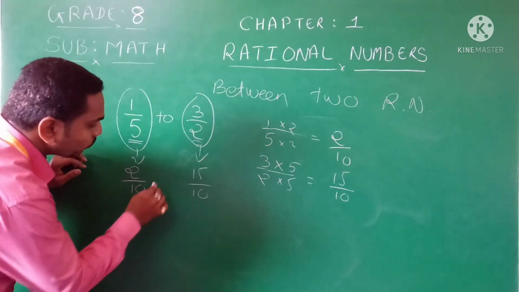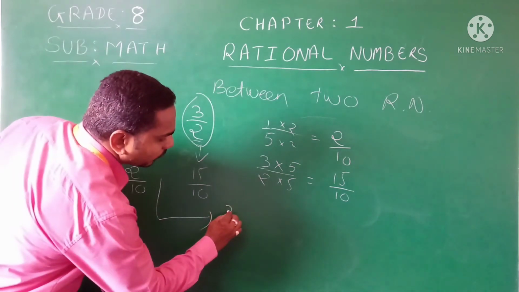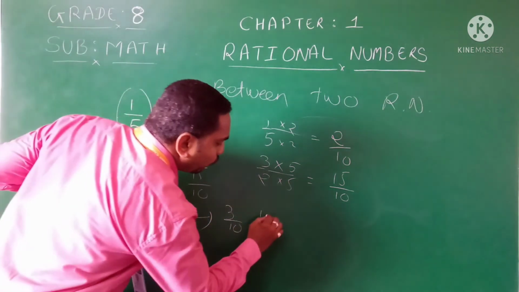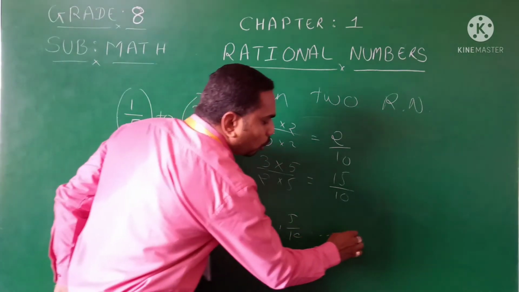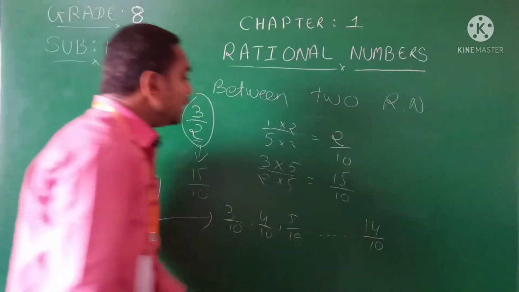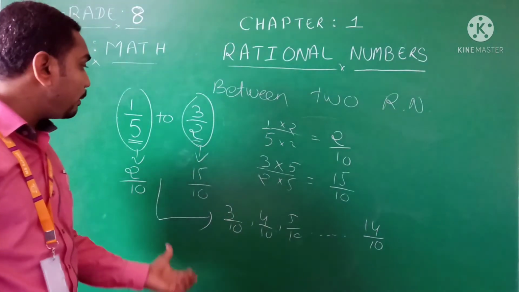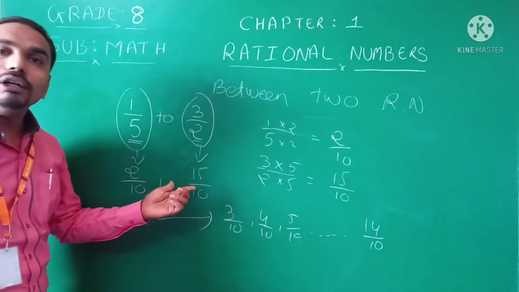Now all the numbers in between are the in-between rational numbers of these two numbers. So we can write the in-between rational numbers: 3 upon 10, 4 upon 10, 5 upon 10 and so on up to 14 upon 10 are in-between numbers of 1/5 to 3/2.